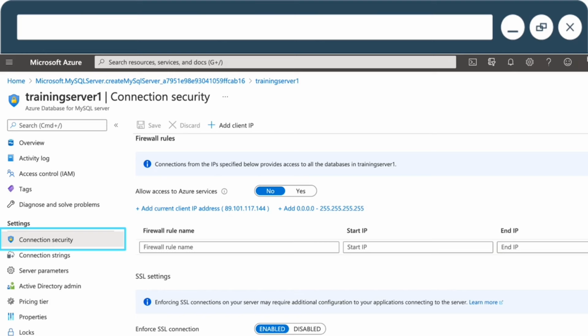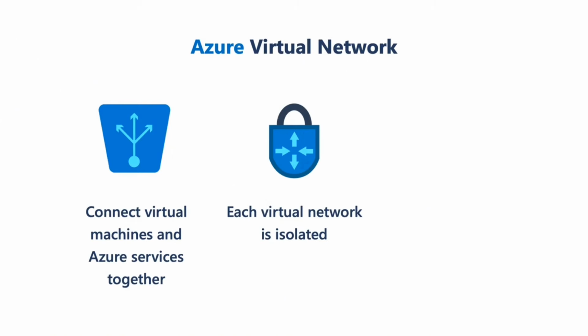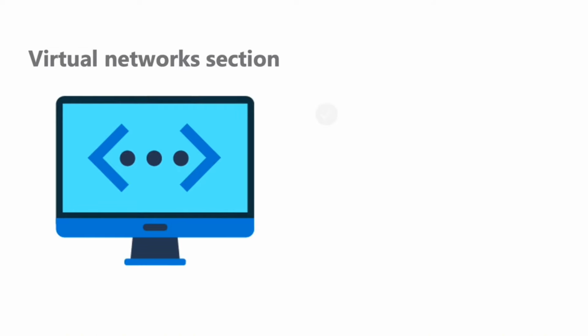It's important to note that an Azure Virtual Network is a representation of your own network in the cloud. A virtual network enables you to connect virtual machines and Microsoft Azure services together in much the same way that you might use a physical network on premises. Microsoft Azure ensures that each virtual network is isolated from other virtual networks created by other users and from the Internet. Microsoft Azure enables you to specify which machines, real and virtual, and services are allowed to access resources on the virtual network and which ports they can use. In the Virtual Networks section, you can specify which virtual networks are allowed to route traffic to the service.